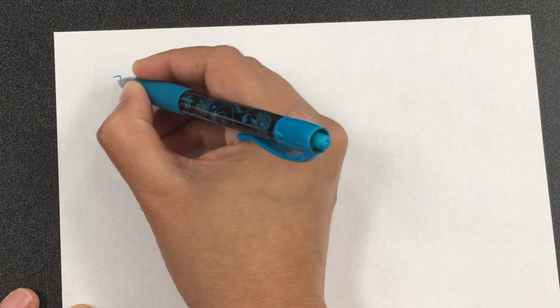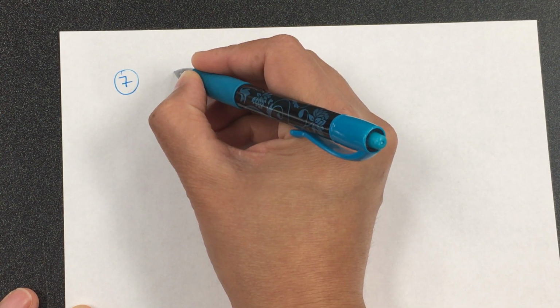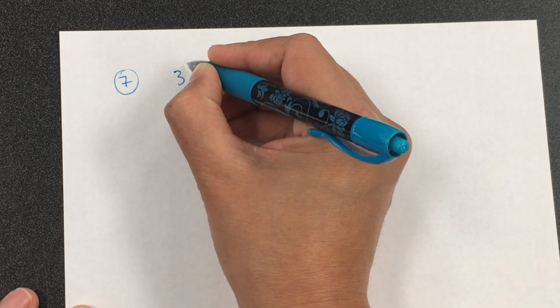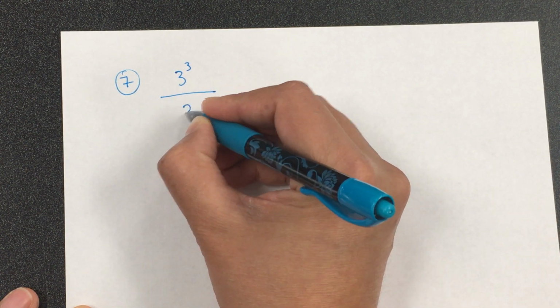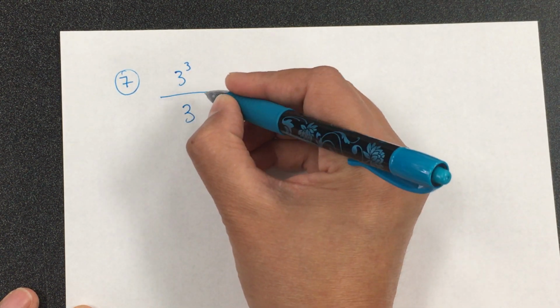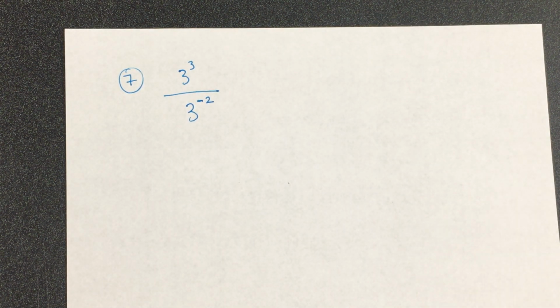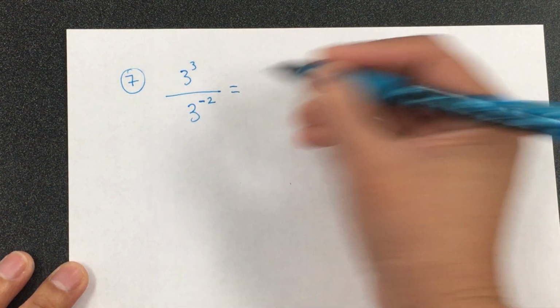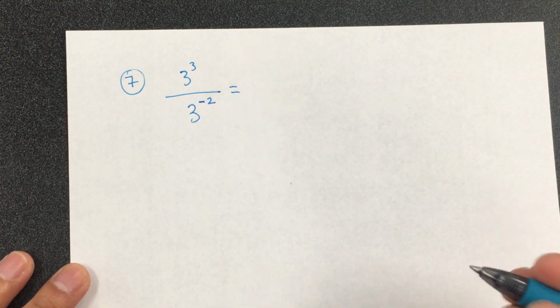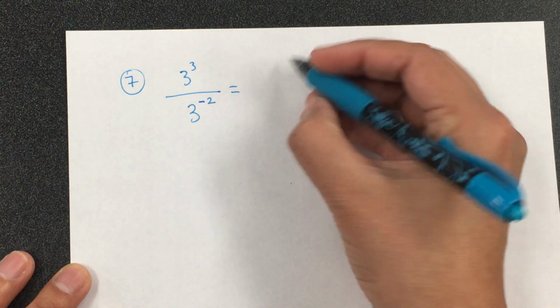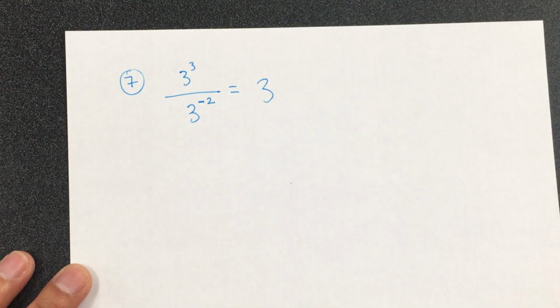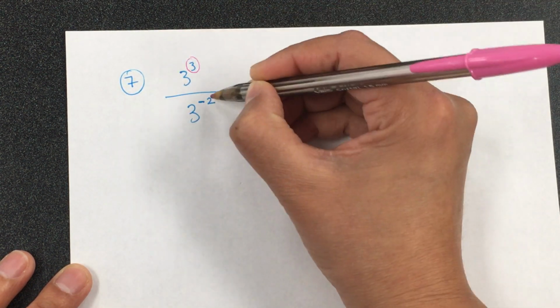Okay, let me see. Sometimes you're going to have the same base. So let's see, we have 3 to the third, over 3 to the negative 2, or negative second power. So this is something that might get confusing, so I recommend that you write down what you're doing. You're going to keep the base, but then you're going to subtract the exponents.